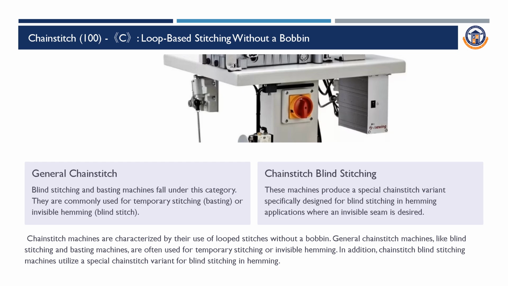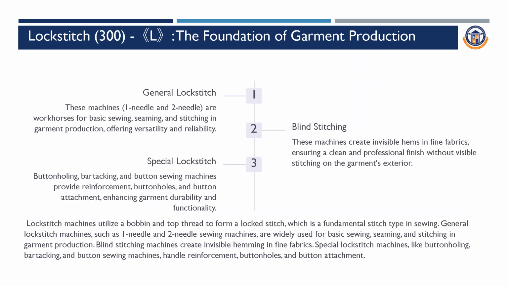Chain stitch machines are characterized by their use of looped stitches without a bobbin. General chain stitch machines like blind stitching and basting machines are often used for temporary stitching or invisible hemming. In addition, chain stitch blind stitching machines utilize a special chain stitch variant for blind stitching in hemming applications.